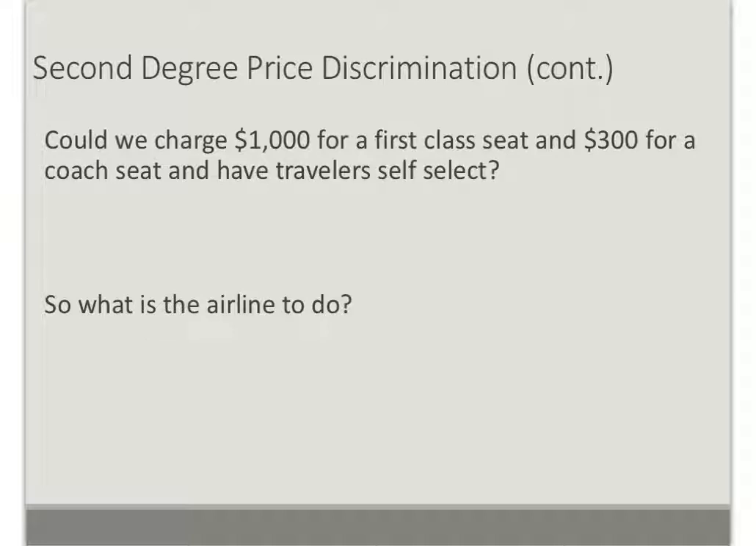Okay, well, if we charge $1,000 for a first-class seat, we can tell that tourists will not buy a first-class ticket. Okay, and we know that because on the previous slide, we said that tourists value a first-class seat at $500. So they won't buy a first-class ticket. They will buy a coach seat. Okay, so far so good.